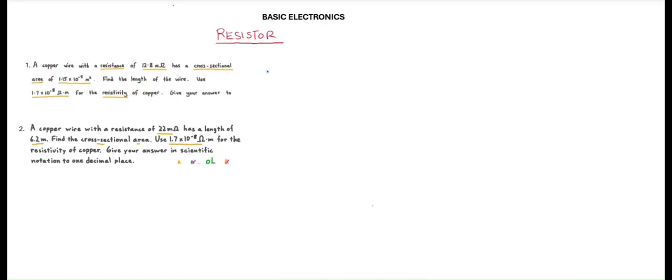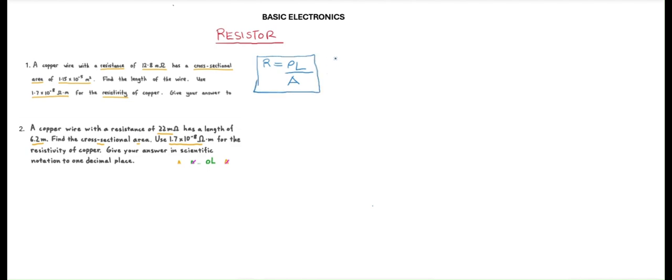So just as we said that the resistance of any material is equal to the resistivity multiplying the length over what? The cross-sectional area. So we have two questions here that we are going to try our hands on using this formula.